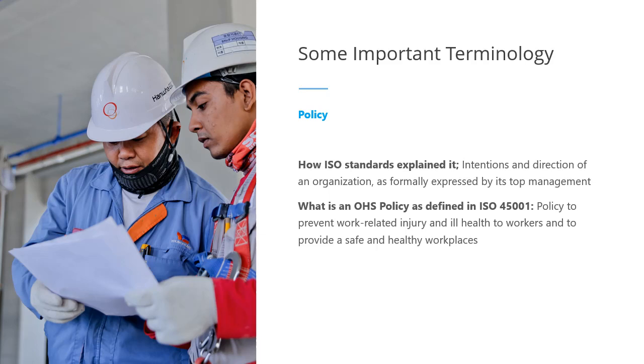You must be thinking, how does an OHS policy prevent work-related injury and ill health in workers and provide a safe and healthy workplace? After all, it's merely a combination of words. The OHS policy is not a mere combination of words, but a high-level commitment from the top management. It is a manifestation of the organization's intentions to provide a safe and healthy work environment and provide a framework for how it will be achieved. The OHS policy of the organization is the guiding document on the basis of which the whole OHS management system is designed and managed. So the OHS policy is a very important document from an audit perspective too.